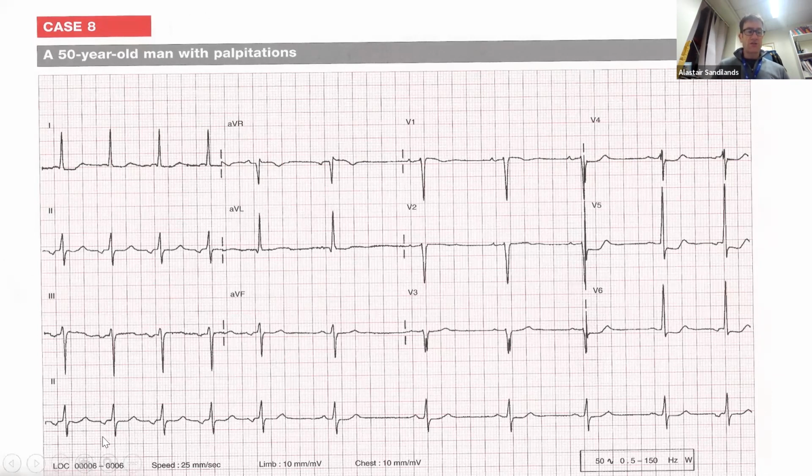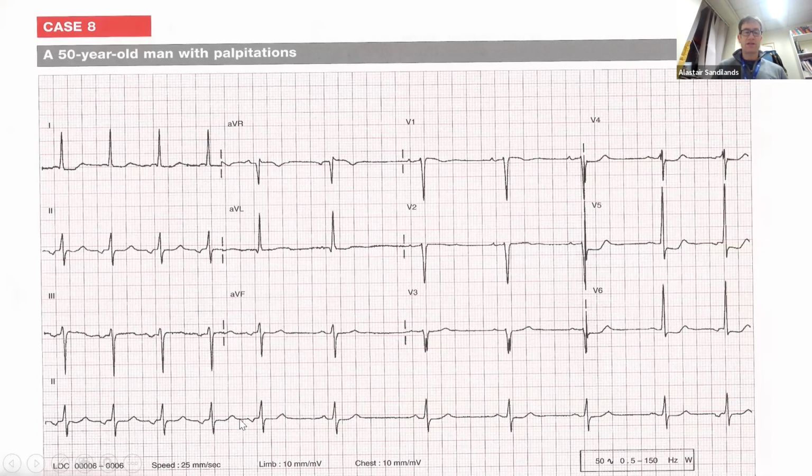Okay, so just look at the rhythm strip. We've got 5 beats here, 1, 2, 3, 4, 5, which seem faster than these beats here. And then before the P QRST starts again. But what's common again to all these beats is the QRST is the same shape. What is different is the P wave.